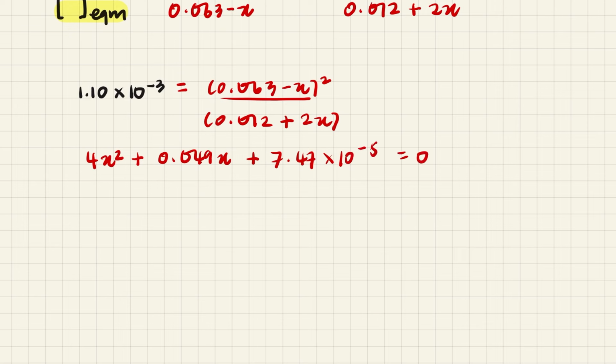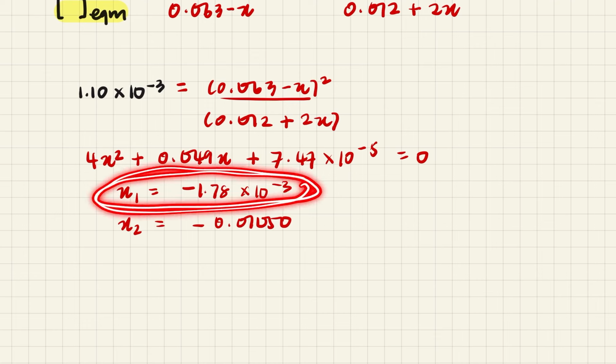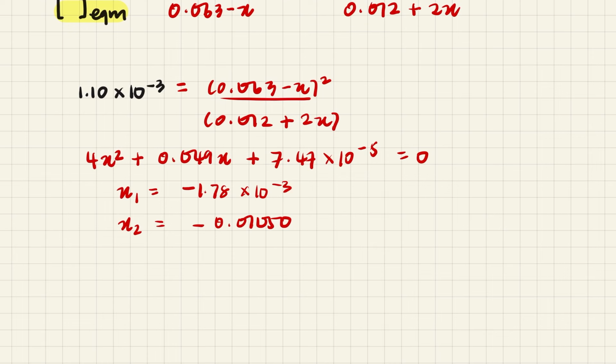Alright, so use your calculator and find what your x values are. So your x1 will be minus 1.78 times 10 to the negative 3, and the other one will be minus 0.01050. So two negative values. You are going to take the smaller value. So you are going to use this one, and this one will be ignored.